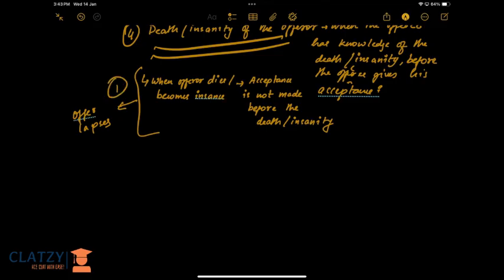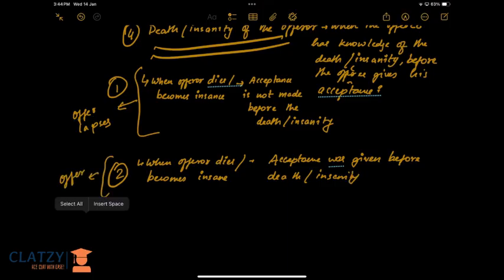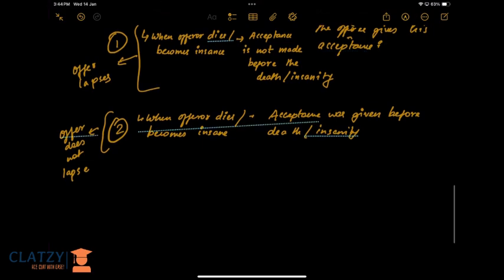Second is when the offerer dies or becomes insane, but acceptance was given before death or insanity. In this scenario, the offer does not lapse, because acceptance was given before death or insanity. Therefore, we have a valid agreement.